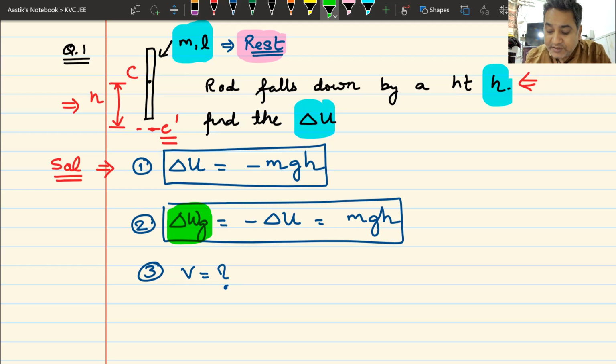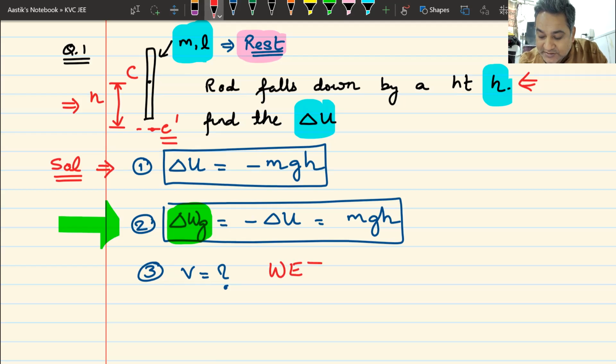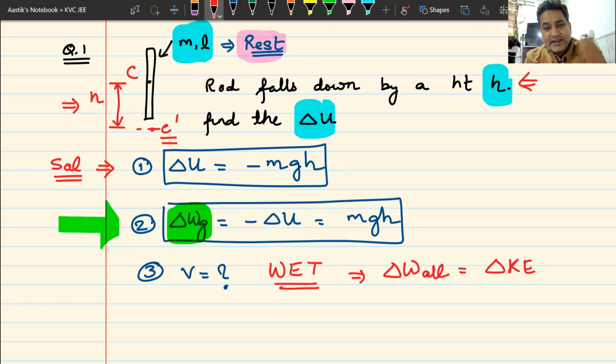So how does it have to be done? Remember, I'm talking about work done by gravity. This chapter is work, power, and energy. We have learned something known as the work energy theorem. Yes or no? Work kinetic energy theorem. Do we remember this? That is what we need to apply here. What is this work kinetic energy theorem? Work done by all forces is equal to change in kinetic energy. This is what you need to apply. Almost all questions that come in mechanics will be based on this work energy theorem. Work done by all forces.